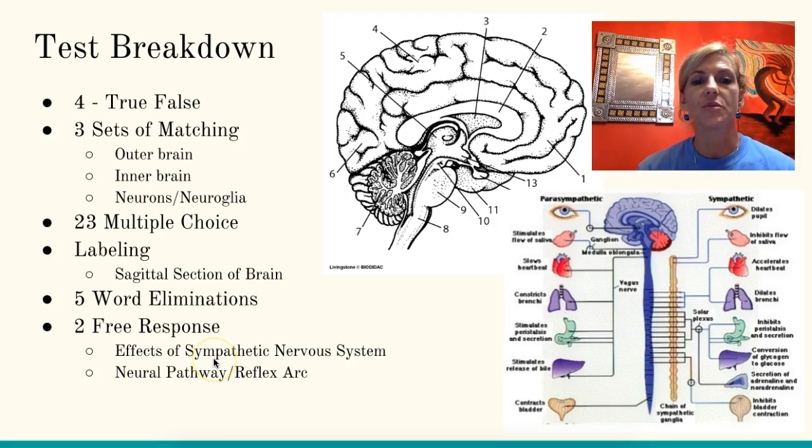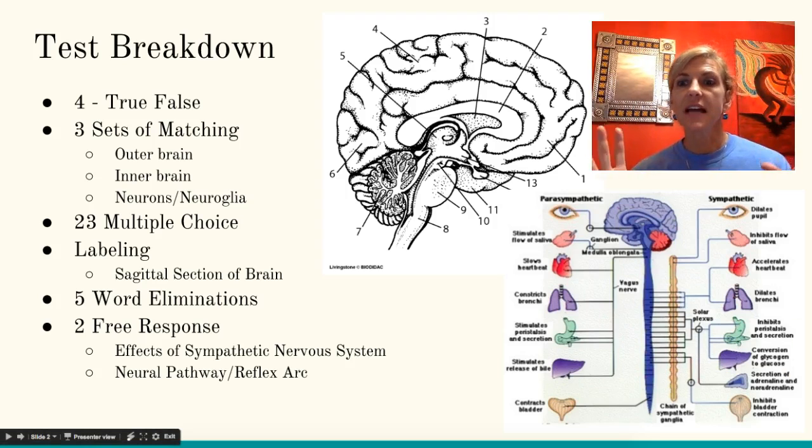The other one has to do with the sympathetic nervous system and effects of. So given a situation, what would the effects of the sympathetic nervous system be? So I would look at some graphics related to the sympathetic nervous system to remind myself what it's doing. Sympathetic nervous system is preparing me for fight or flight, right? So it's going to be all those things that deliver more oxygen and more blood and allow me to take in more information.